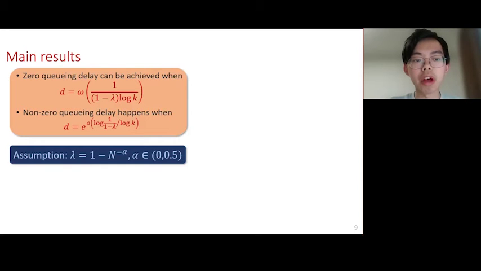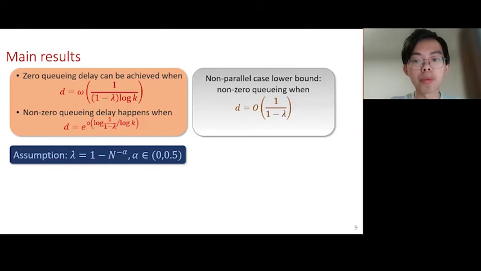The significance of our result is that when jobs are indivisible, previous work shows that the sample ratio D needs to be at least 1/(1-λ) in order to achieve zero queuing delays. But now we show that when jobs are parallel, the required overhead will be much smaller, given by 1/(1-λ) times log K.